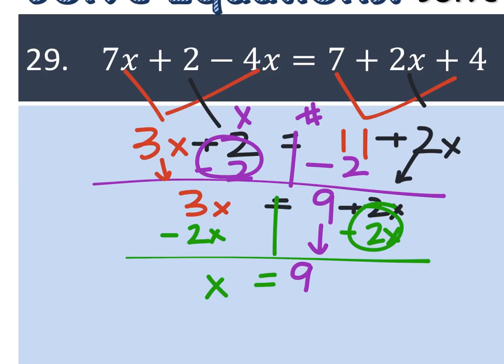Let's just check. 7 times 9 is 63, plus 2 is 65. Oh, I should probably do this one. 65 minus 4 times old 9 is 36. I get 29. And then 7 plus 2 times 9 is 18, plus 4 is also 29. So that checks off that x equals 9 is the solution.